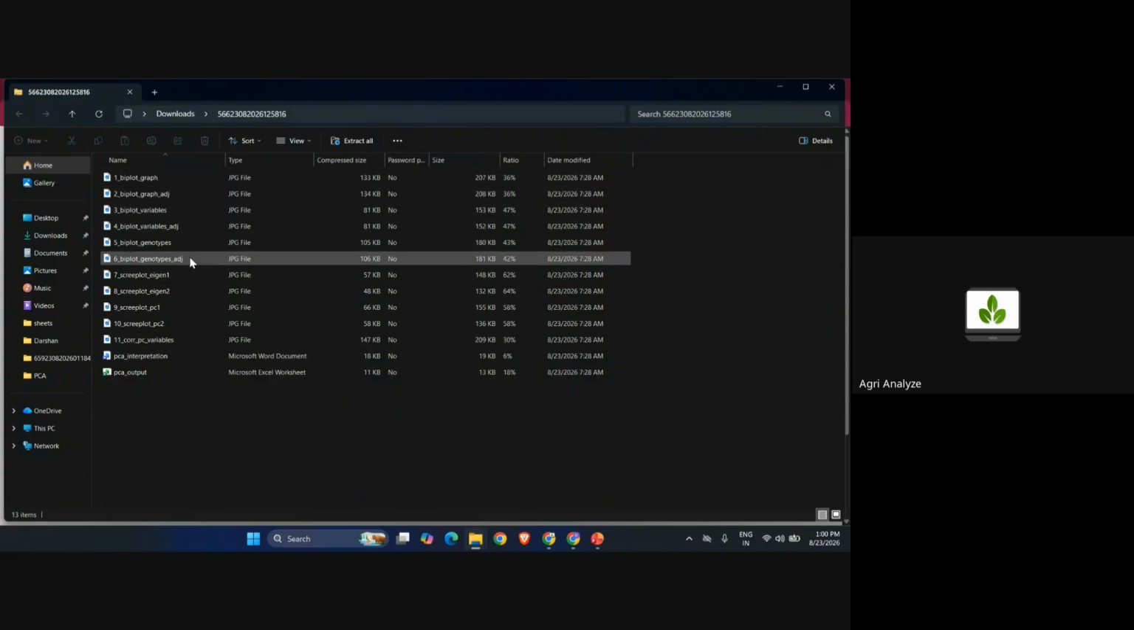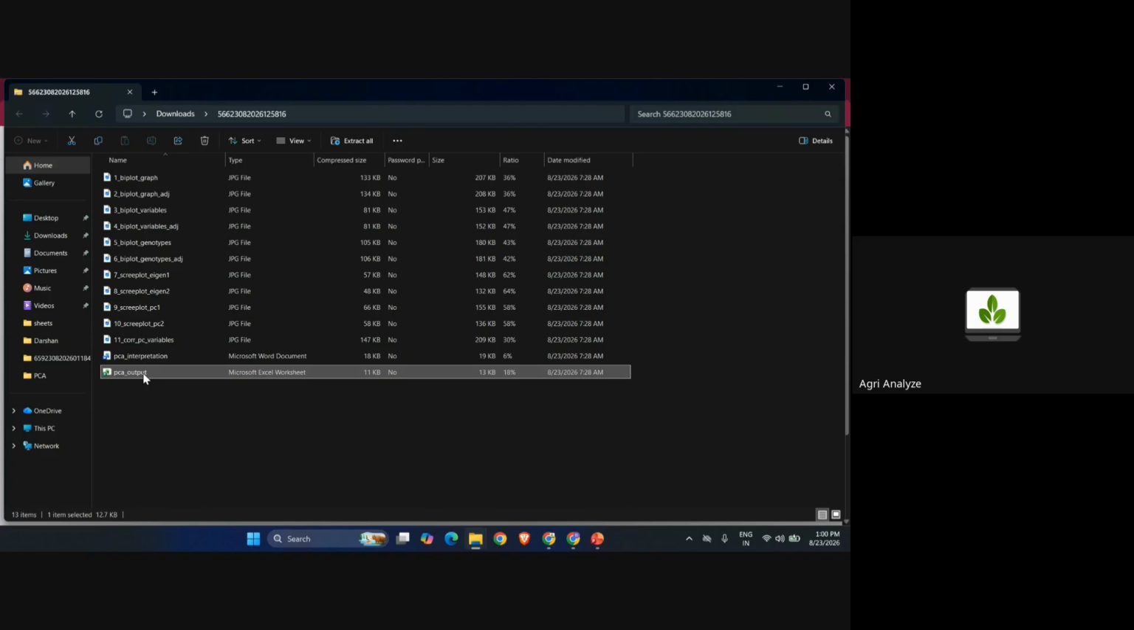analysis for PC1 and PC2. Here is the scree plot for detail on how to decide the number of principal components. Here a heat map is also given. Here we explain how we interpret this. And here a Word file is also given for interpretation of your principal component analysis.